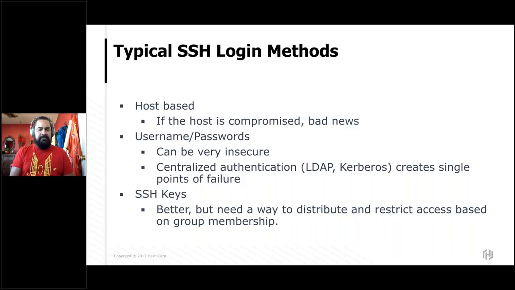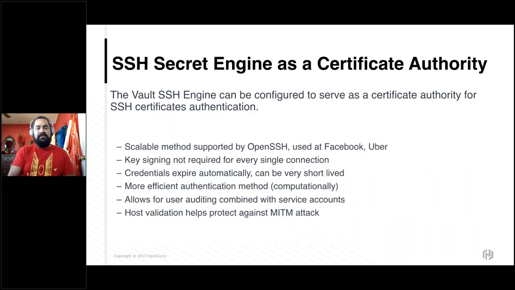Another thing that's very difficult about this is that it's hard to break glass in the event that somebody has a compromised key. And so there's an interesting way around this, and that's to use a certificate authority to sign SSH keys. And Vault has the capability of doing this. This is a scalable method that is supported by OpenSSH. It's used extensively by Facebook and Uber. I highly encourage you to go out and check their blog post about this subject.